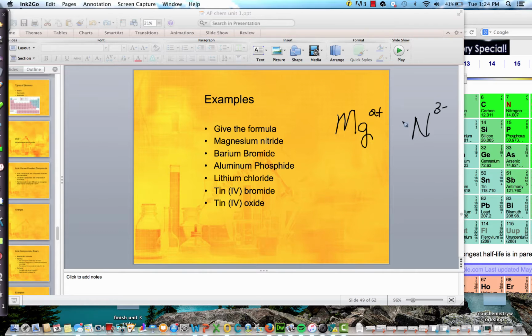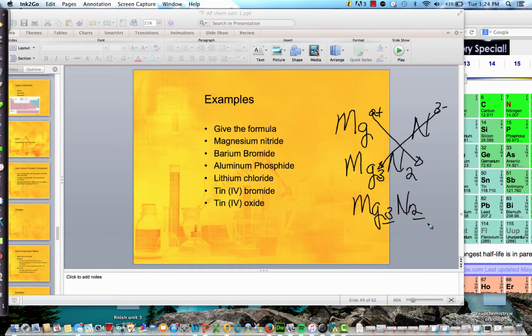All right, so what you're going to do is just pull the metal down, pull the nonmetal down, and then crisscross. So the 2 will come down here and be a little 2 by the N, and then the 3 will come down here, be a little 3 by the Mg. So it's just Mg3N2. Okay, and then you look, if these numbers that you pull down can reduce, you can reduce them. If they can't reduce, leave it alone.